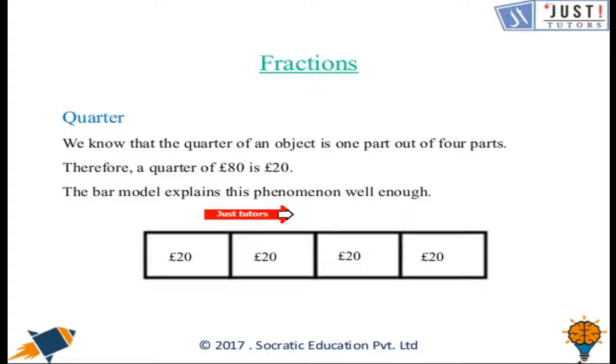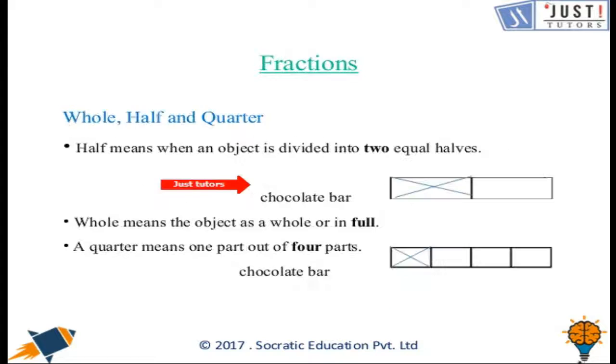This time let's take an example of money. We have 80 pounds, and if we want to divide 80 pounds into four equal parts, that will be 20 pounds in each part, which means a quarter of 80 pounds is 20 pounds, and that's a bar model. We can use this model to divide any object or any number into four parts.